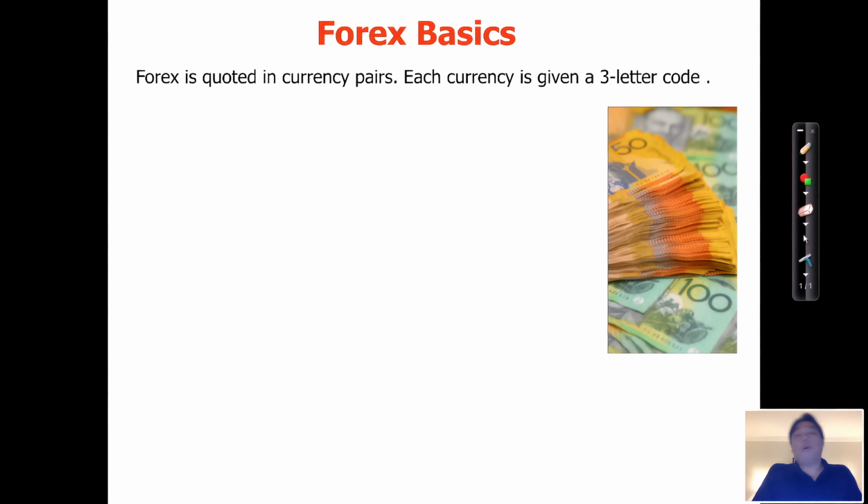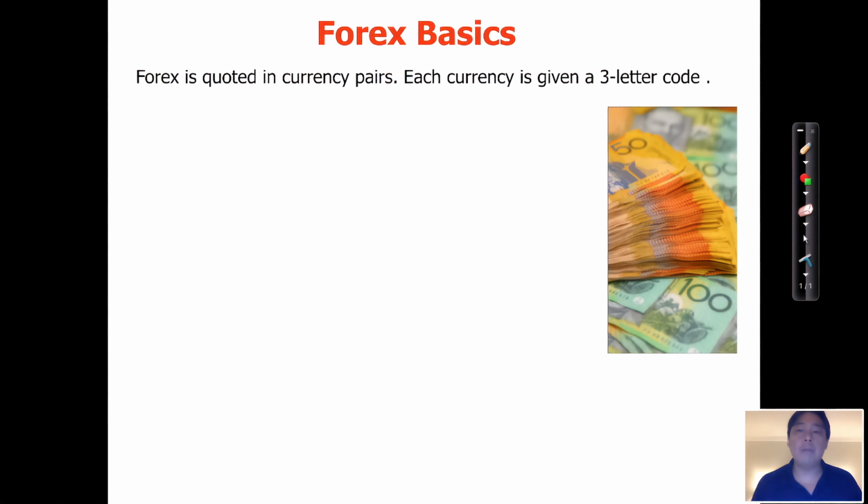Let's move on. Forex basics. If you know nothing about Forex, understand that Forex is always quoted in currency pairs. It's unlike the stock market. In the stock market, you ask, what's the price of Facebook? Facebook's $160. That's it. That's one stock. But in currency, you can't ask, what is the price of the US dollar? The price of the US dollar versus what? Versus the euro, versus the yen. So currency is always quoted in pairs, one currency being exchanged for another currency.